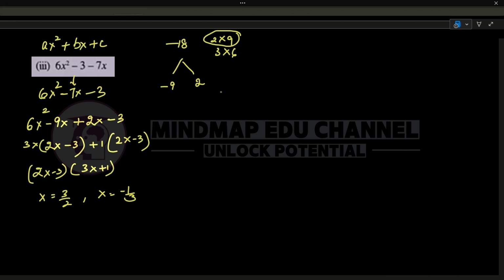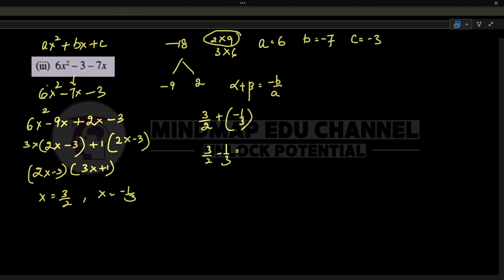Now check the relationships. Alpha plus beta equals minus b over a. So what's alpha plus beta? 3 over 2 plus minus 1 over 3. We will directly write it as 3 over 2 minus 1 over 3. And let's write the values of a, b and c. The value of a from the polynomial is 6, b is minus 7 and c is minus 3. See, you have to get the values from the polynomial which you get after rearranging the terms.